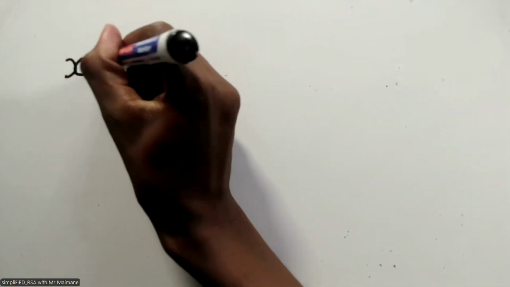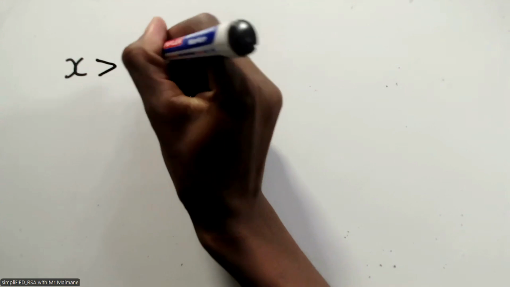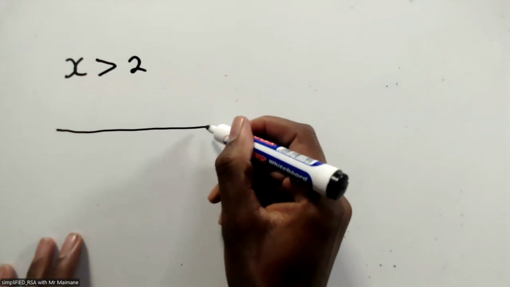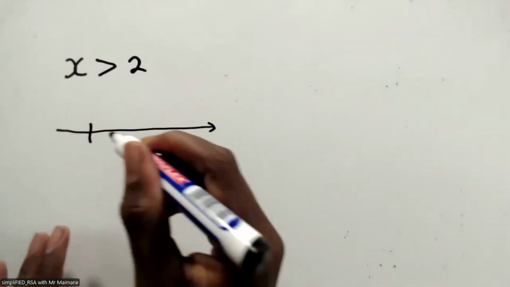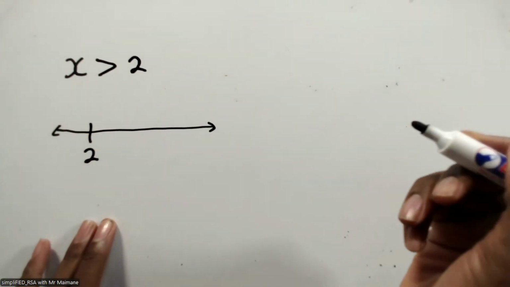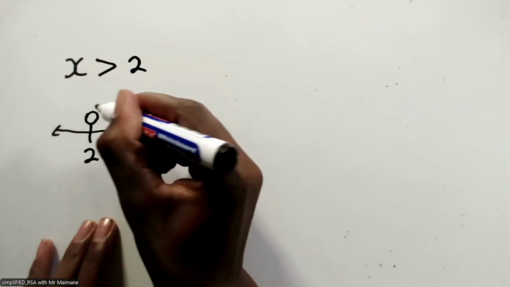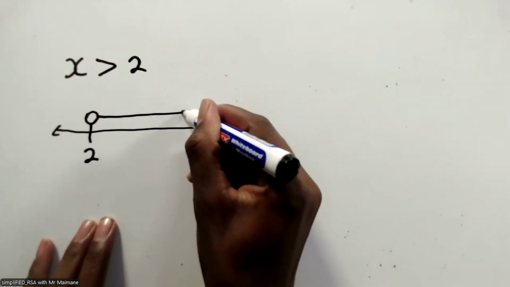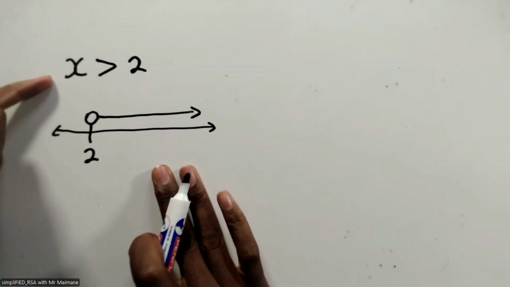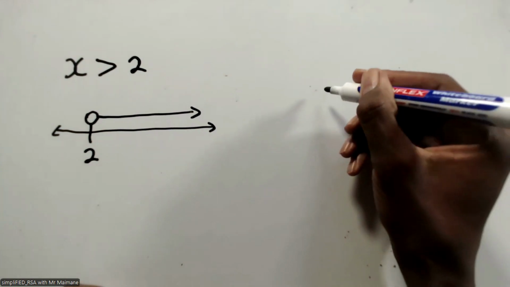Now, going to the punchline, in most cases, if you have x is greater than, say, a value of 2, you can represent this on a number line. All you need to do is just draw your number line, and then you put the number 2, and then you show it like this. You just draw a circle there, and then you point it to the direction of where the arrow is pointing. That's the representation of x is greater than 2 on a number line.